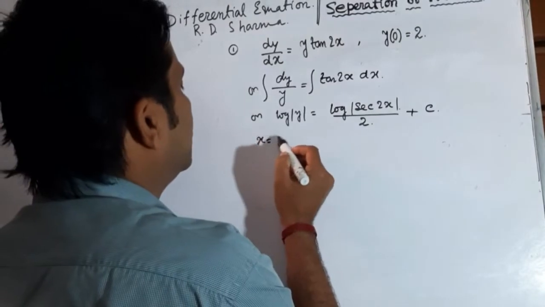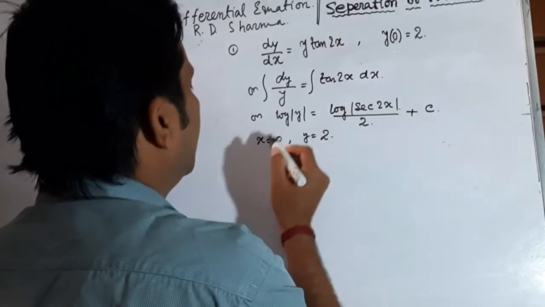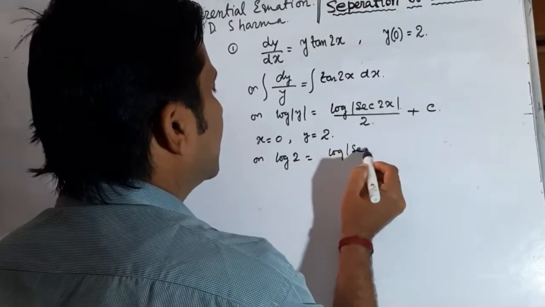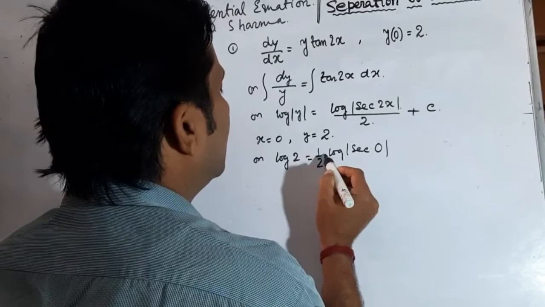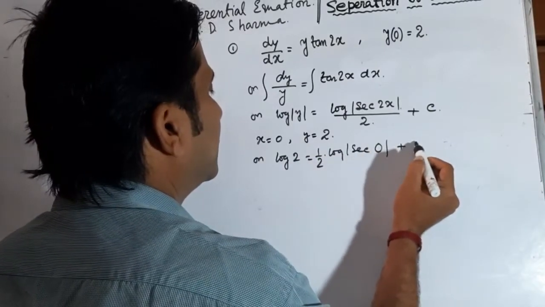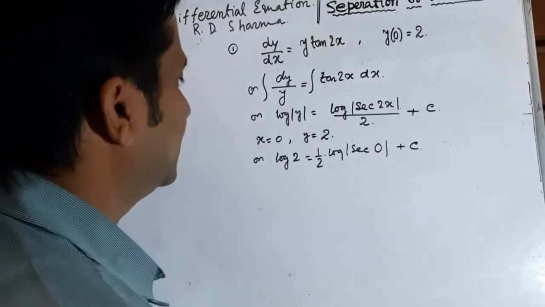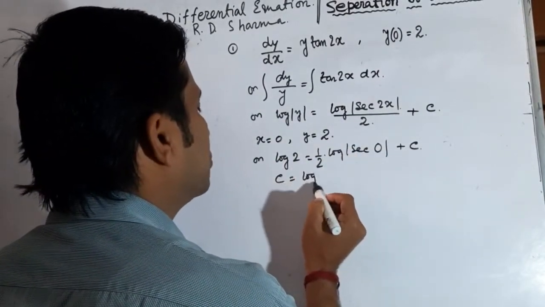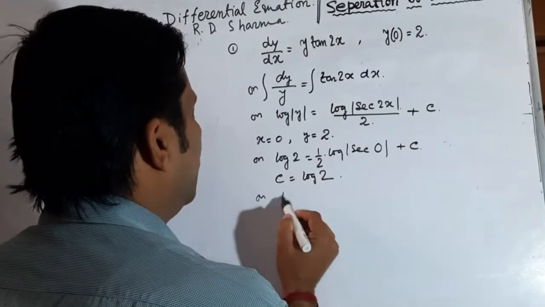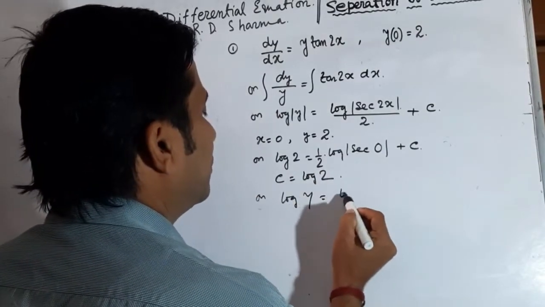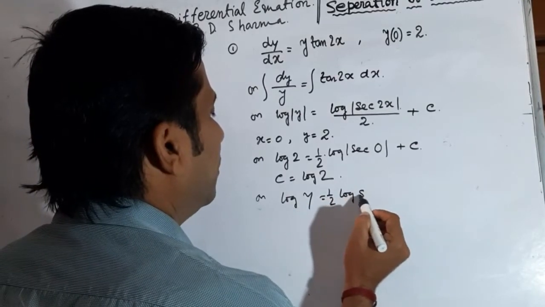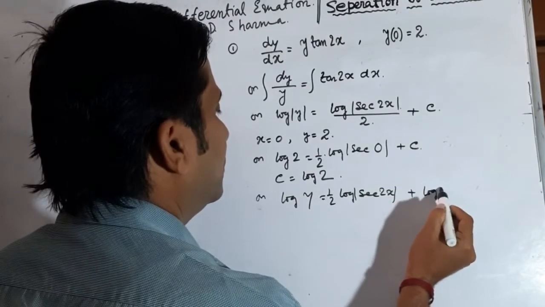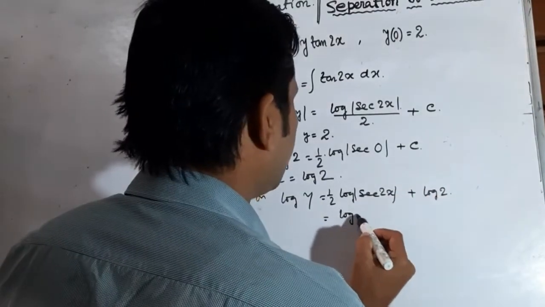Now putting x = 0 and y = 2, we get log 2 = (1/2) log sec 0 + c. That means sec 0 is 1, log 1 is 0, so c = log 2. So our required answer will be log y = (1/2) log sec 2x + log 2.